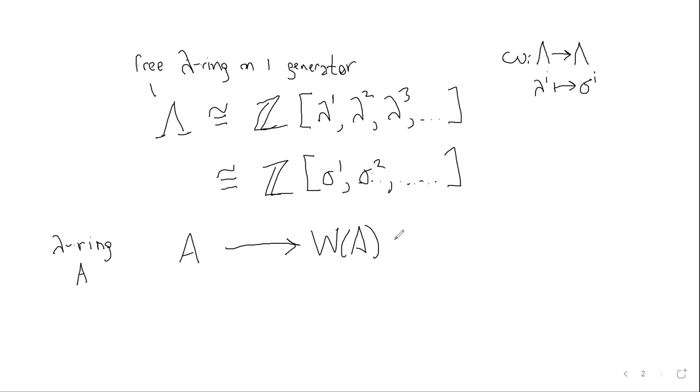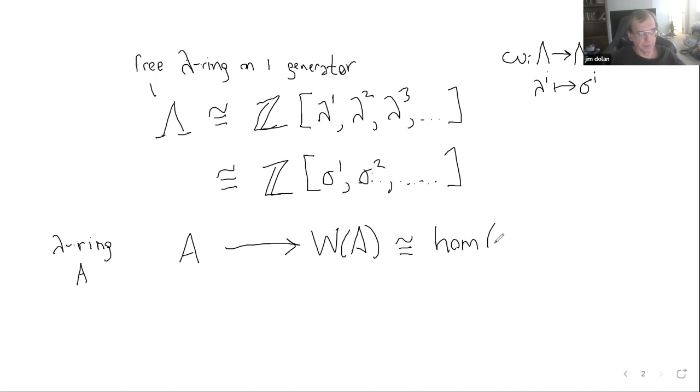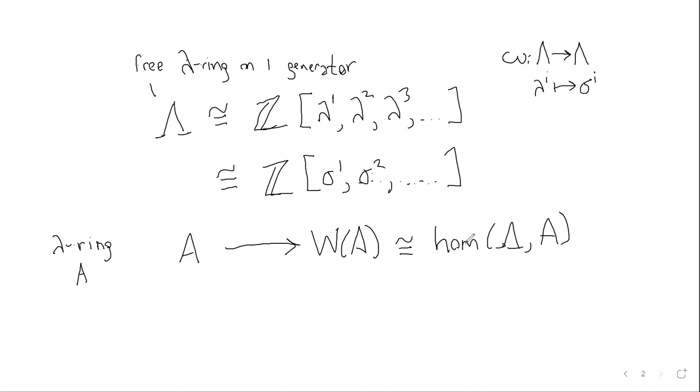And I guess the way it works is that we say, what is this big Witt thing? You can think of it as Hom of lambda into A. Wait, now this is ring homomorphisms. Let me just not write Hom, let me just say what I'm talking about here. Let's see, the big Witt ring. Okay, yeah, I guess it's right.